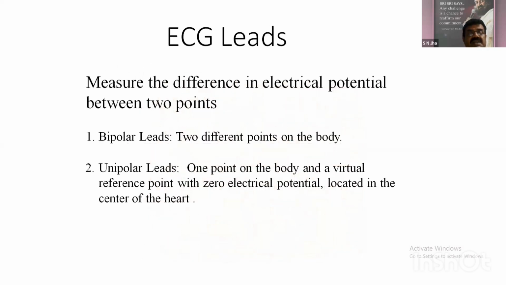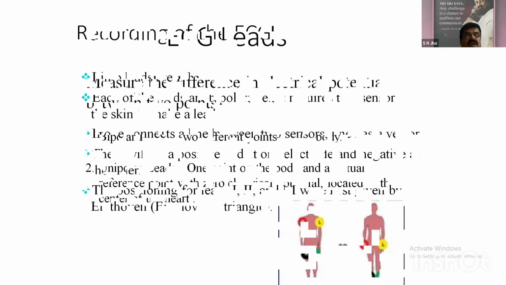ECG leads measure the difference in electrical potential between two points. Bipolar leads mean 2 different points on the body, and unipolar leads are 1 point on the body and a virtual reference point with 0 electrical potential. So limb leads are bipolar and unipolar.